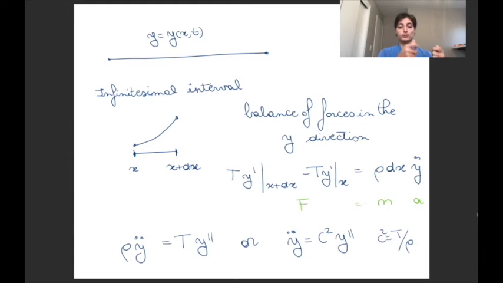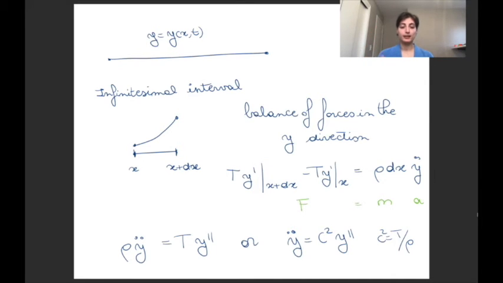In this infinitesimal interval, considering a tension on the string on both sides, F is the difference between the tension times y prime computed at one end of the interval minus tension times y prime computed at the other end of the interval. That is the force. The mass is the density of the string times the length of the infinitesimal interval, and a, the acceleration, is the second derivative with respect to time of y. Now, notice that I am distinguishing y prime, where I'm taking the derivative with respect to x, and y dot when I'm taking the derivative with respect to time.